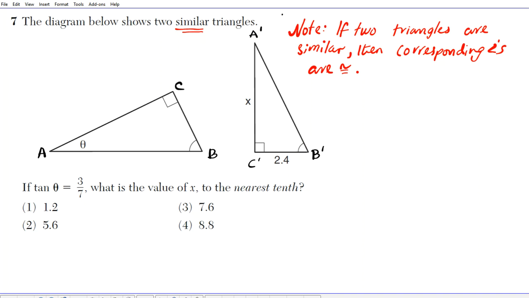So what does that tell us? It tells us that angle A is going to be congruent to angle A prime. Angle B, let's double mark this, will be congruent to angle B prime, and angle C, of course, these are both 90 degrees, which is obvious that they are congruent. Based on this statement, we can easily tell that angle A is going to be equal to angle A prime. Angle B is going to be equal to, let's do it this way.